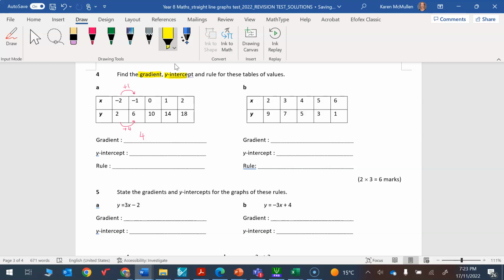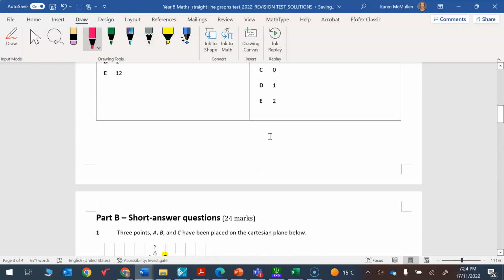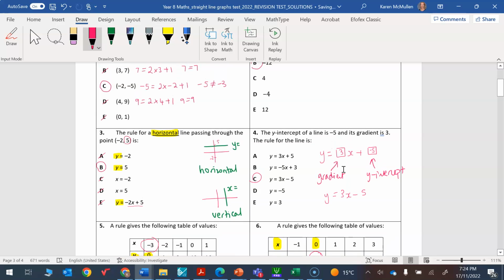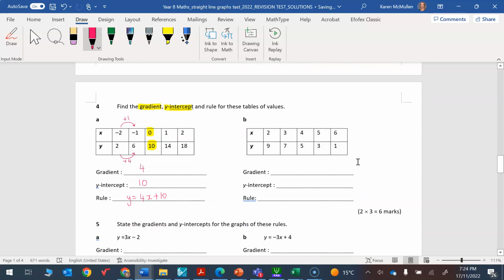Now your y-intercept is when x is equal to 0. So all you need to do is find where x is equal to 0 and its corresponding y value. So your y-intercept is 10, and then you can just substitute them into your rule. So we're going to have y equals 4x plus 10. And remember, I wrote that rule before. I think it was in one of the multiple choice questions. There we are in question 4, which has been in your notes quite a few times now as well.